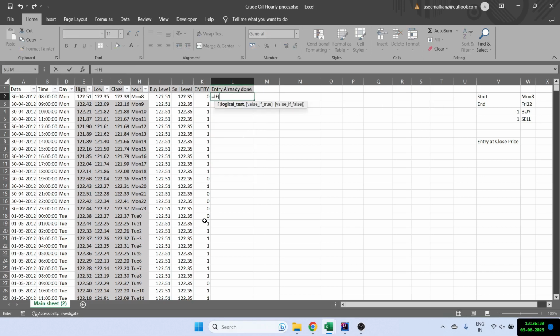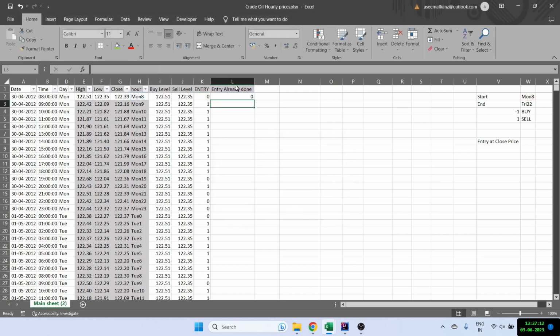If this is equal to this, that means if it's the starting of the day, obviously on the first candle I will not be taking any entry. Otherwise, what I'm saying is, if my previous L1, if it's 0, that means I've not taken an entry yet. So if I have not taken the entry yet, then I want the current entry. Otherwise, I want the previous entry.